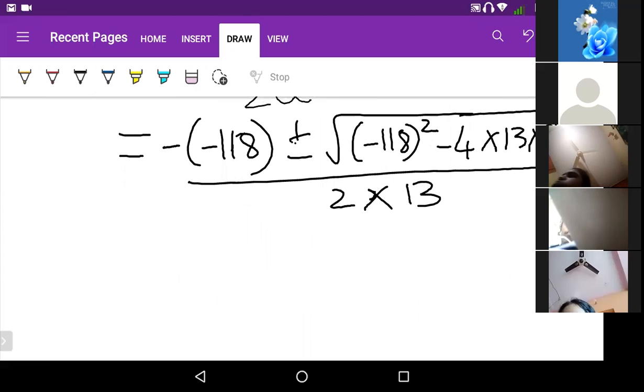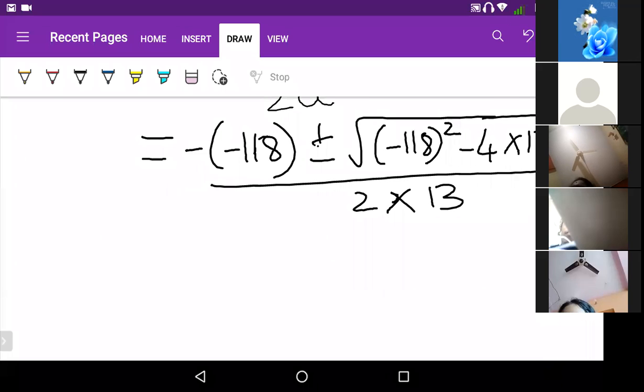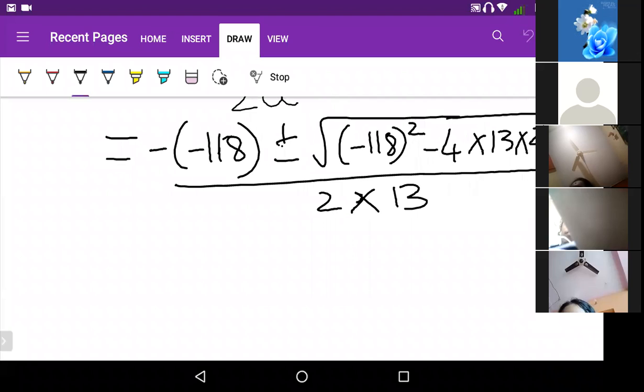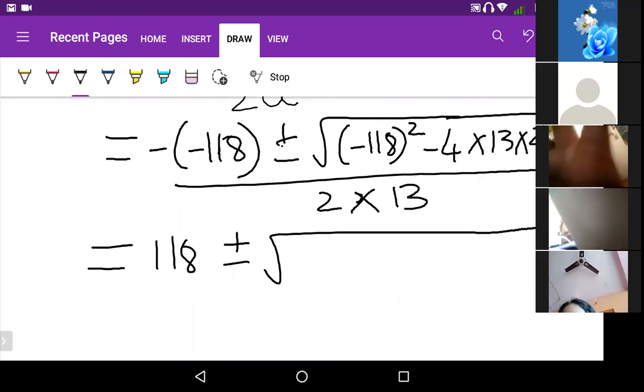Oh, good, many of them have solved. x is equal to 6, x is equal to 40 by 13. Yeah, good. So help me solve it faster now. x is equal to minus into minus is plus, so 118 plus or minus the square root of 118 square. How much do you get?